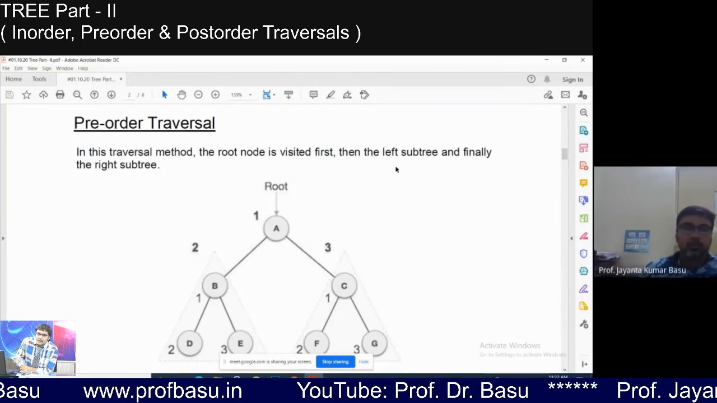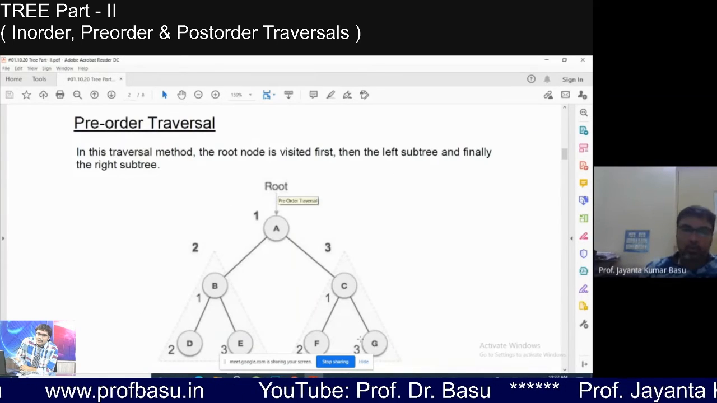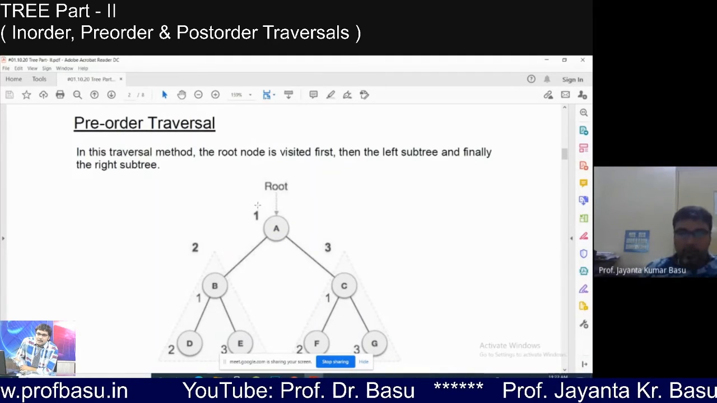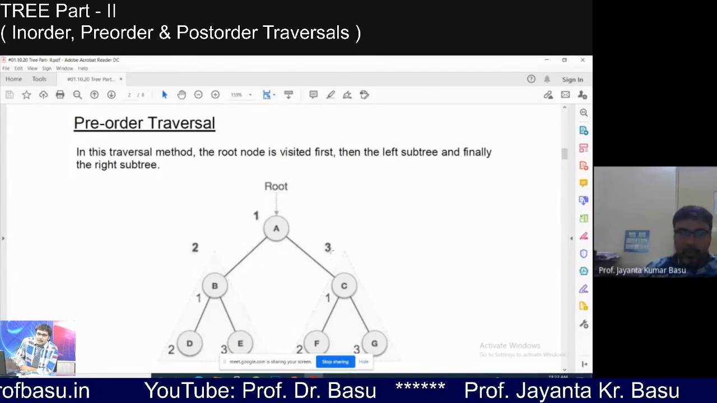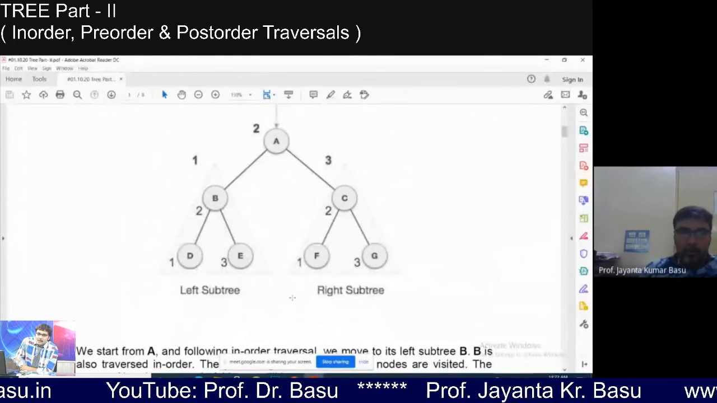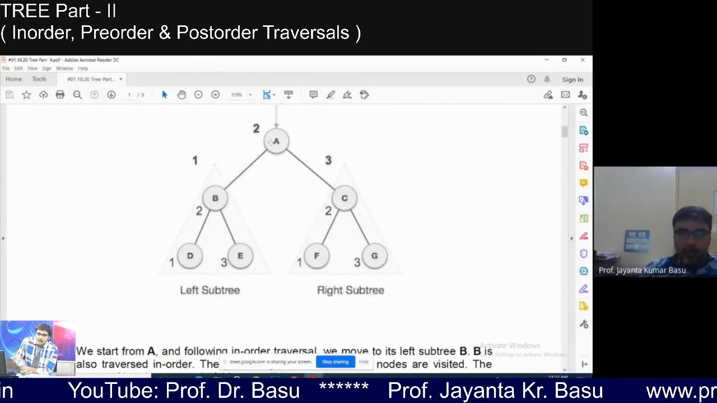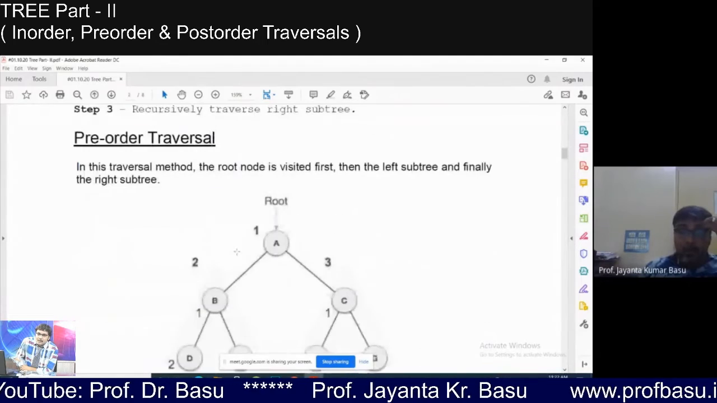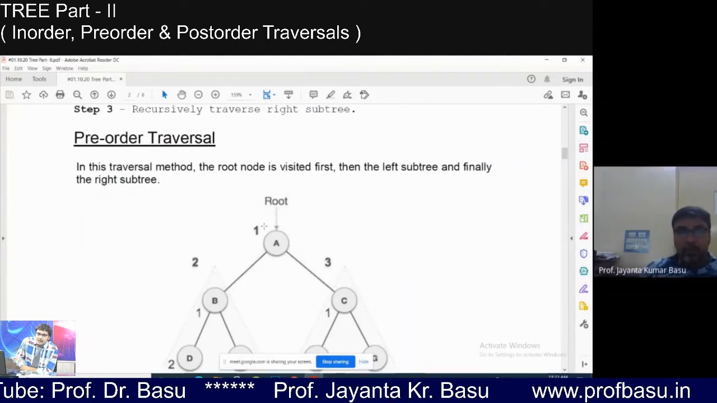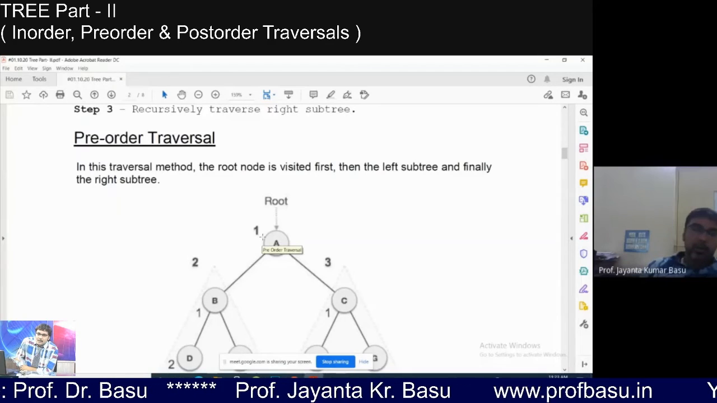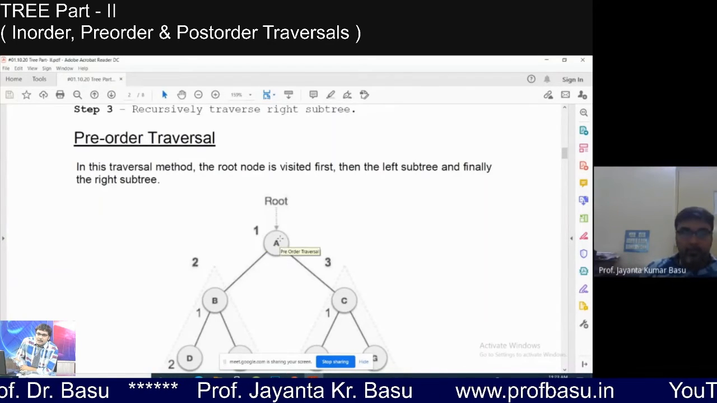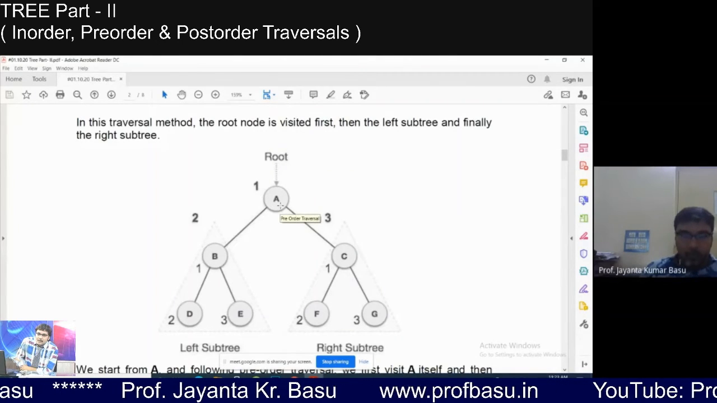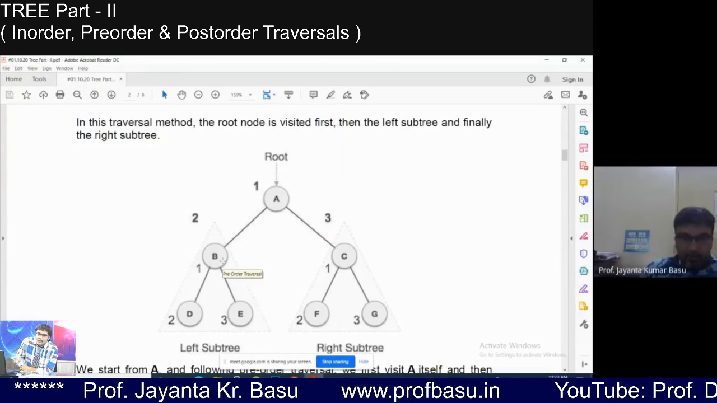What was the sequence in order? Left, root, right. Here the sequence will be root, left, right. That's why you can see 1, 2, 3. Here it was 1, 2, 3: 1 was the left part, then root was having the second level, and the right part was having the third level. But here root, left, right. Root is having the level 1. So first you have to pick the key value of the root node, right? So you are starting from the root and you are taking the value root. So root will come first, then left part you have to traverse, right?